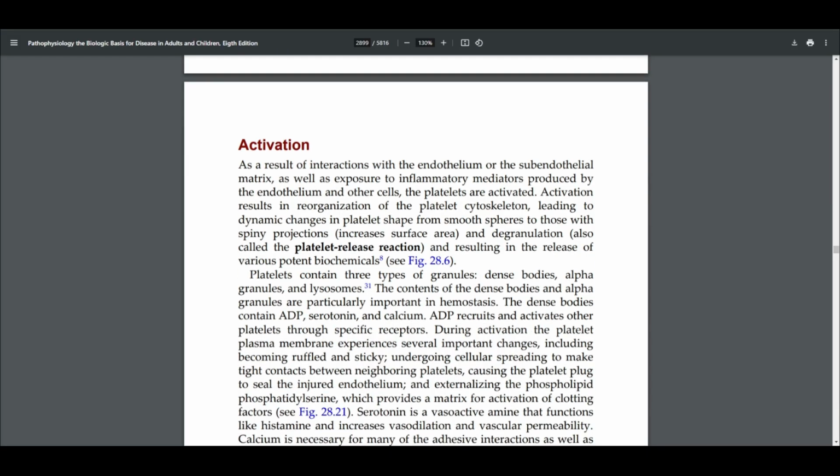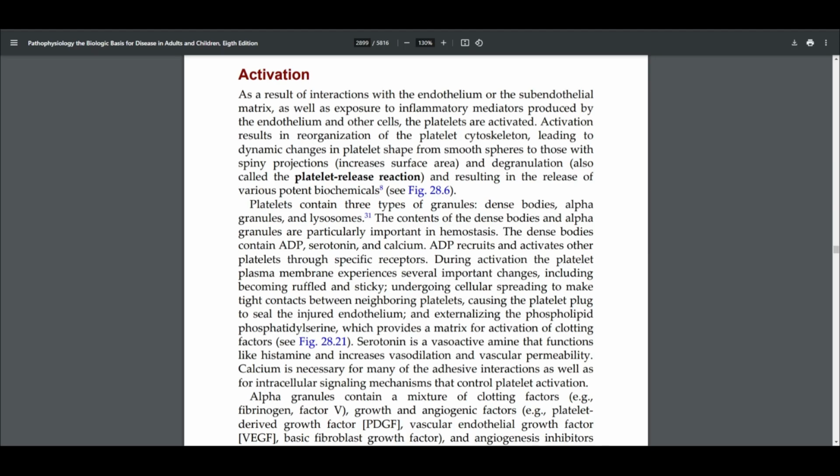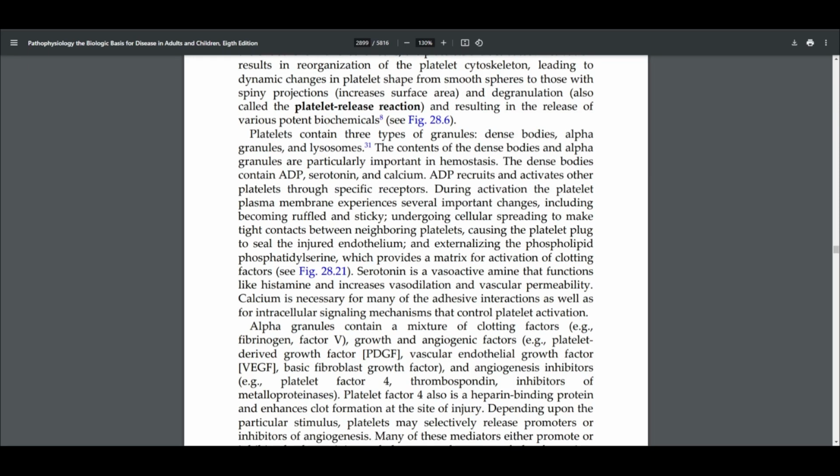Bringing us to activation. As a result of interaction with the endothelium or the subendothelial matrix, as well as exposure to inflammatory mediators produced by the endothelium and other cells, the platelets are activated. Activation results in the reorganization of the platelet cytoskeleton, leading to dynamic changes in platelet shape from smooth spheres to those with spiny projections, and degranulation, resulting in the release of various potent biochemicals.